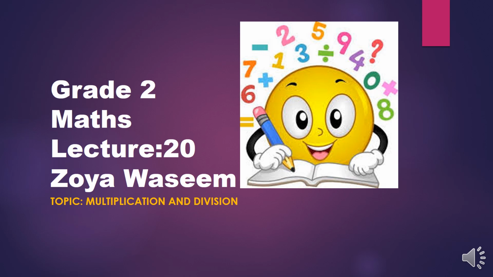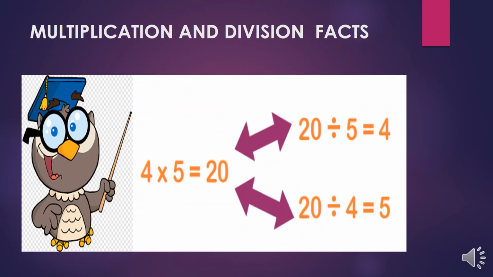So let's start our new topic. Here are some multiplication and division facts. Can you see the multiplication equation 4 multiplied by 5 which is equal to 20? From this multiplication equation you can make two division sentences.